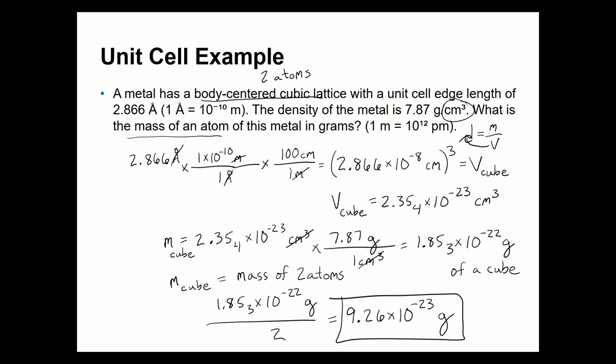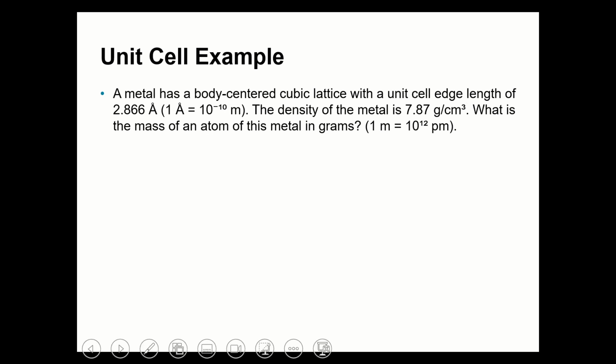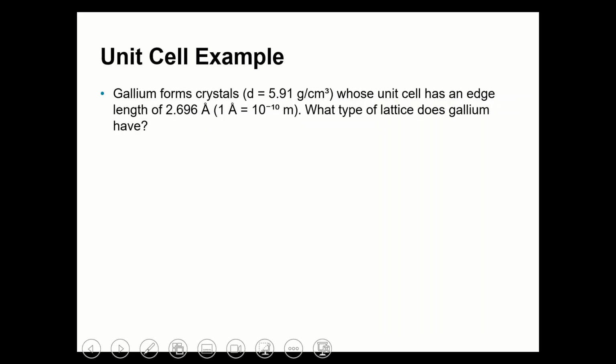Okay, so for all of these, again, you're probably going to have to, at some point, use the number of atoms based on the type of unit cell that you have. So just keep in mind, if you hadn't used that 2 yet, you probably should use it somewhere. So, last example for this topic, a metal, sorry, that's the same question.